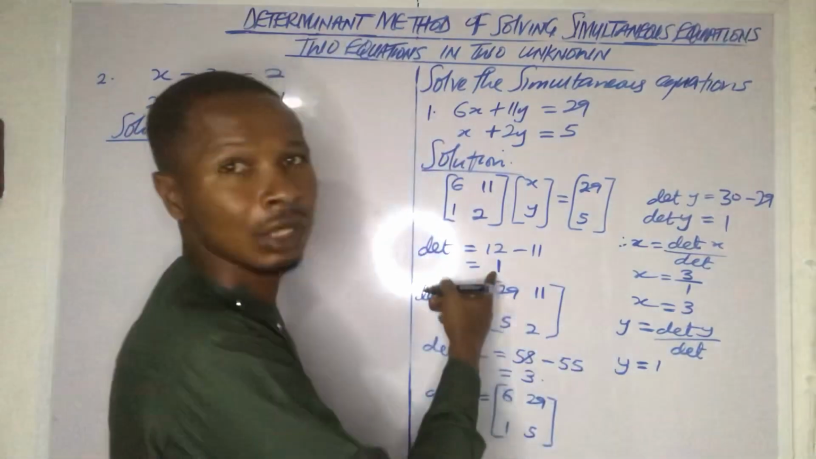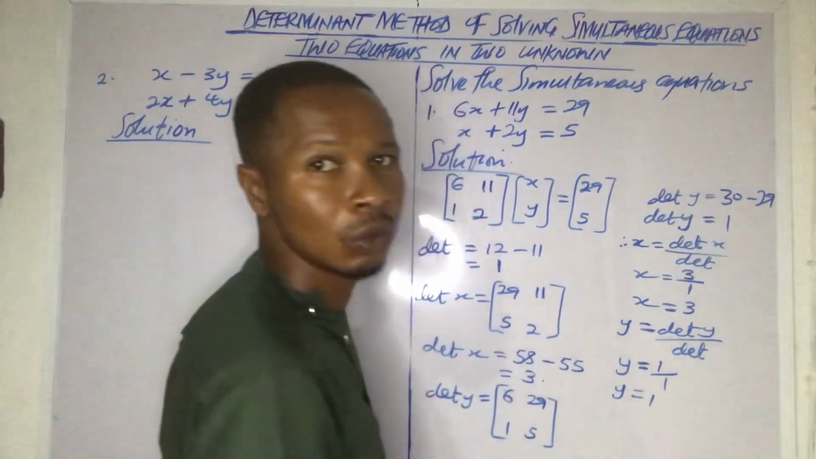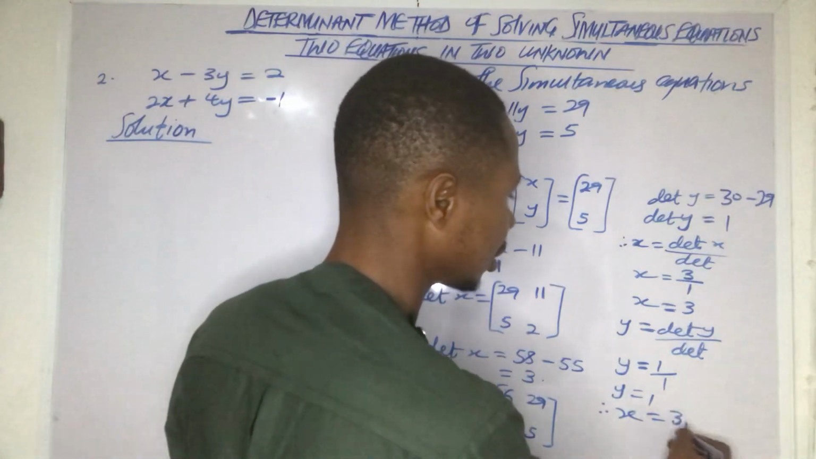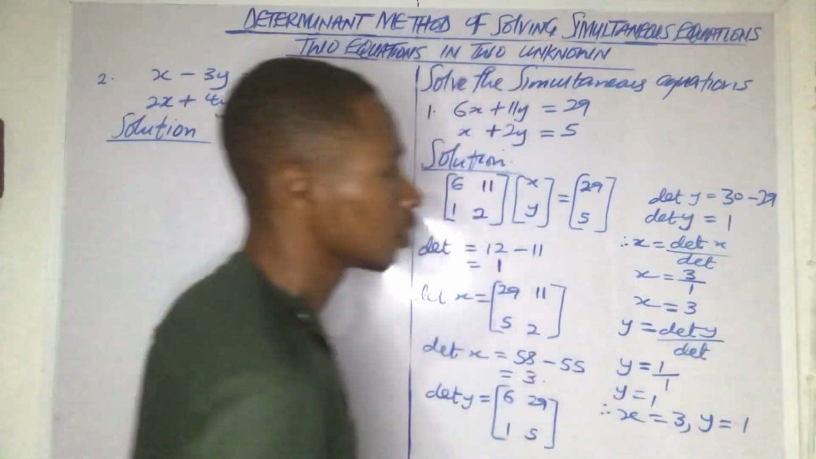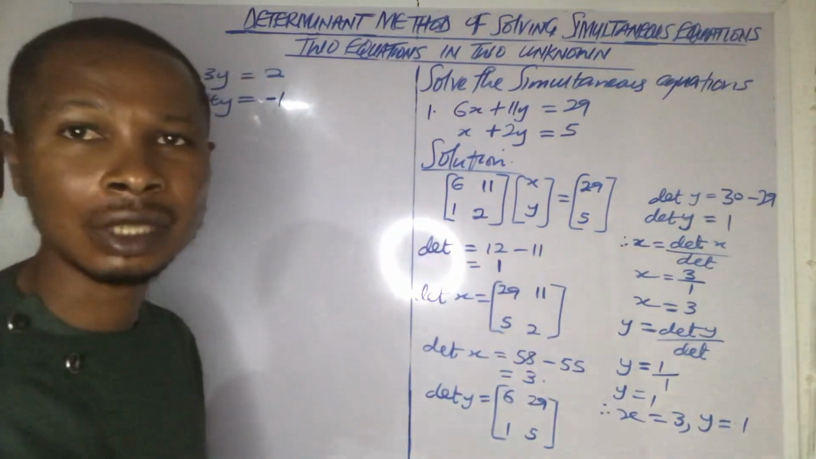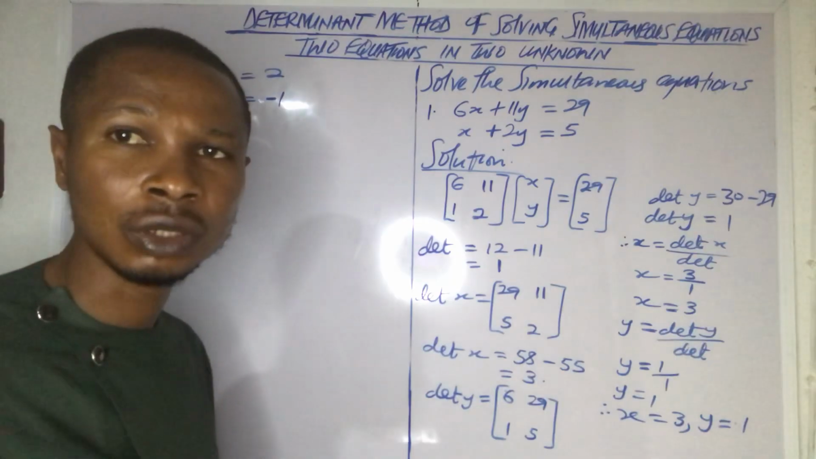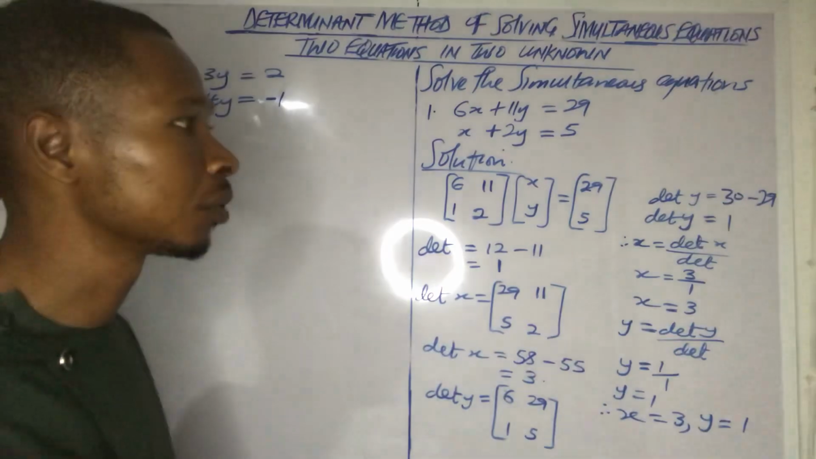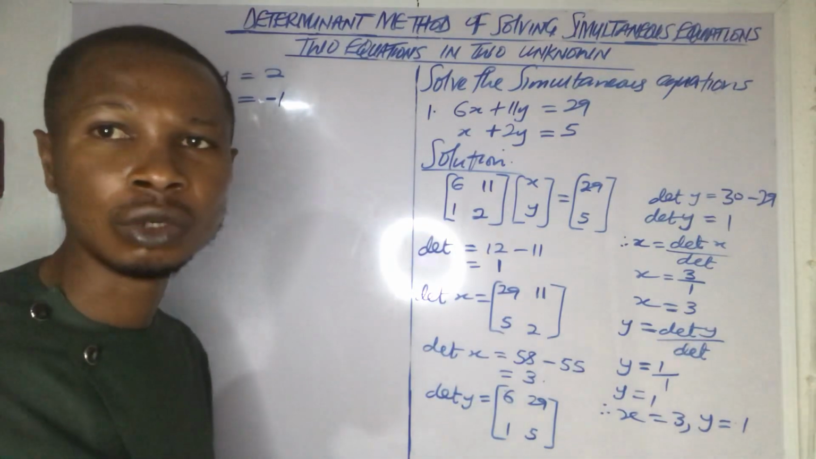My original determinant is also what? 1. So 1 over 1 is 1. So therefore our x is 3, our y is 1. So this is how you use determinants to solve simultaneous equations, two equations in two unknowns. This is the example of simultaneous equations using the determinant method, two equations in two unknowns.